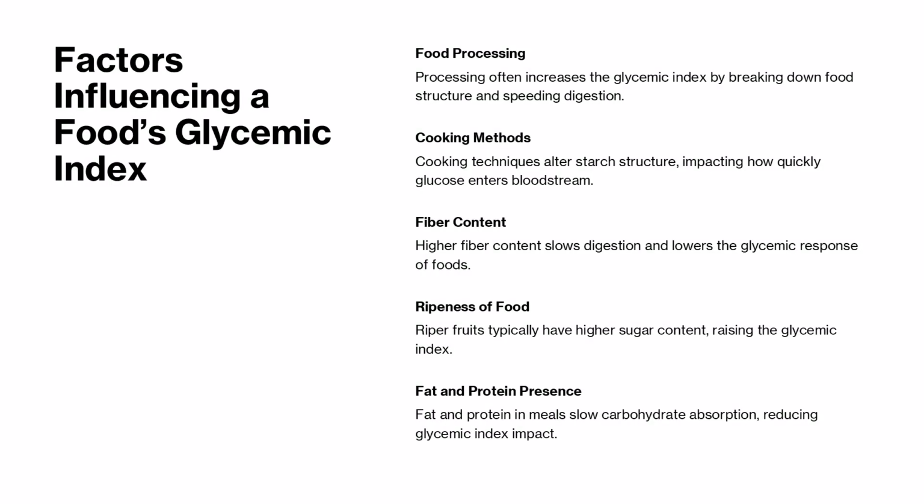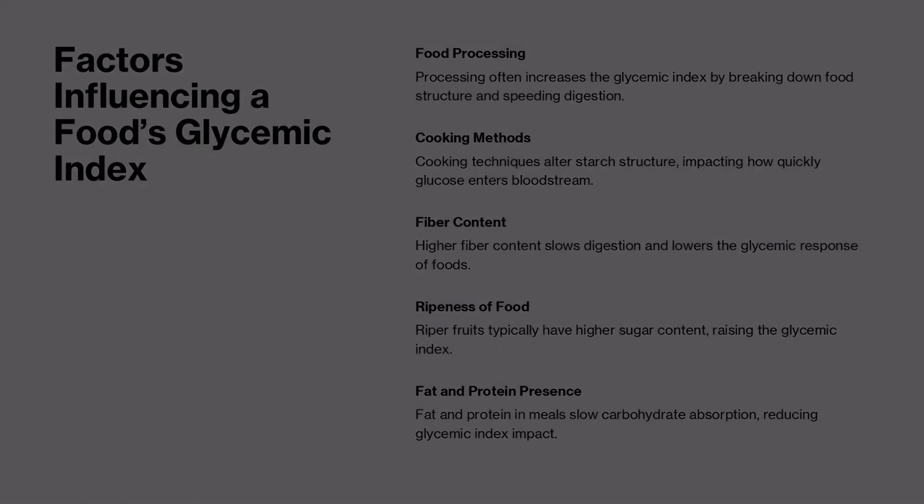Factors influencing a food's glycemic index. Several factors influence a food's glycemic index. Processing can increase GI by breaking down food structure and speeding digestion. Cooking methods alter starch structure, affecting glucose absorption. Fiber slows digestion and lowers glycemic response. Riper fruits contain more sugar, raising their GI. Fat and protein in meals slow carbohydrate absorption, reducing glycemic impact.